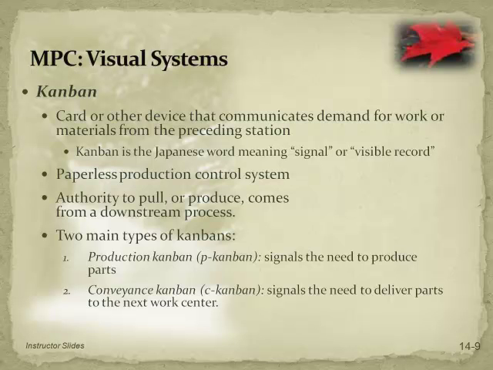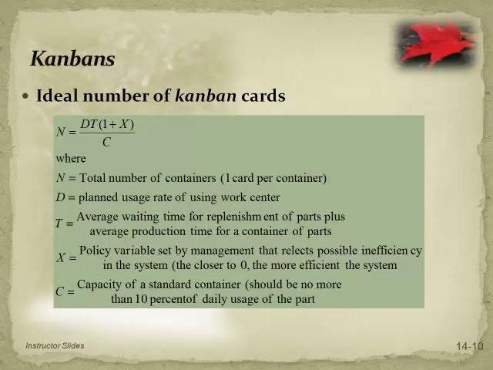You could also have a third type of Kanban card that I have seen in my experience for ordering from a supplier. Now, one of the things that we need to be able to do is to calculate how many of these Kanban cards we need to have. So a Kanban card and a container in which we're going to keep the materials, we'll think of those as essentially the same thing. So we have a little mathematical formula for calculating this, and it's shown on this slide. The letter N represents the number of containers or the number of Kanban cards. There's one card per container.